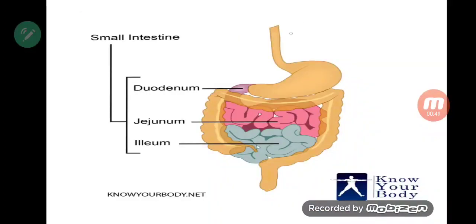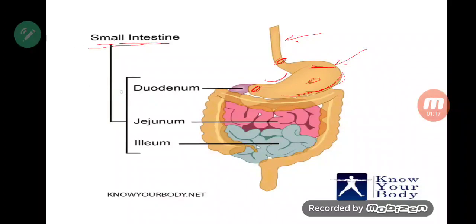As we talked in the previous lecture, this is the esophagus, here is the lower esophageal sphincter, and here is the stomach. We have the fundus, we have the body, and we have the pylorus. Here is the lesser curvature, and here is the greater curvature. So this is the stomach. Now we will talk about the small intestine.